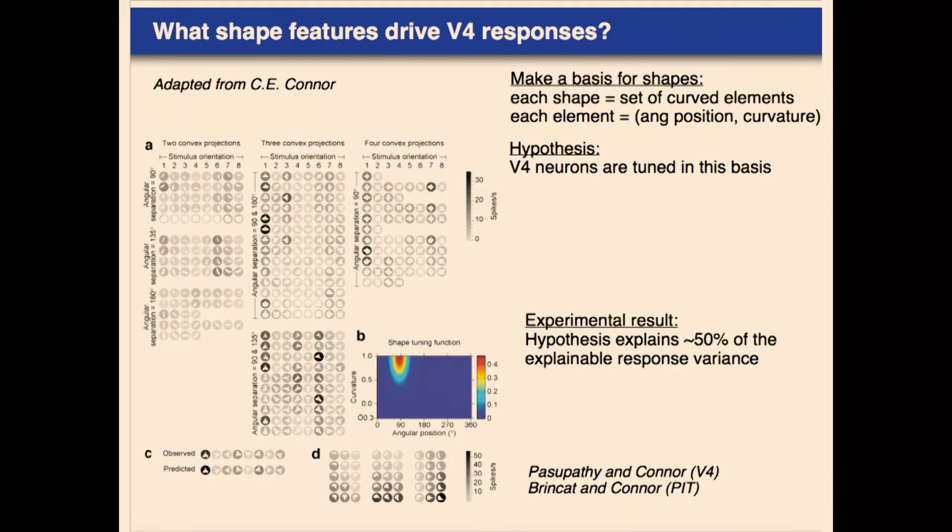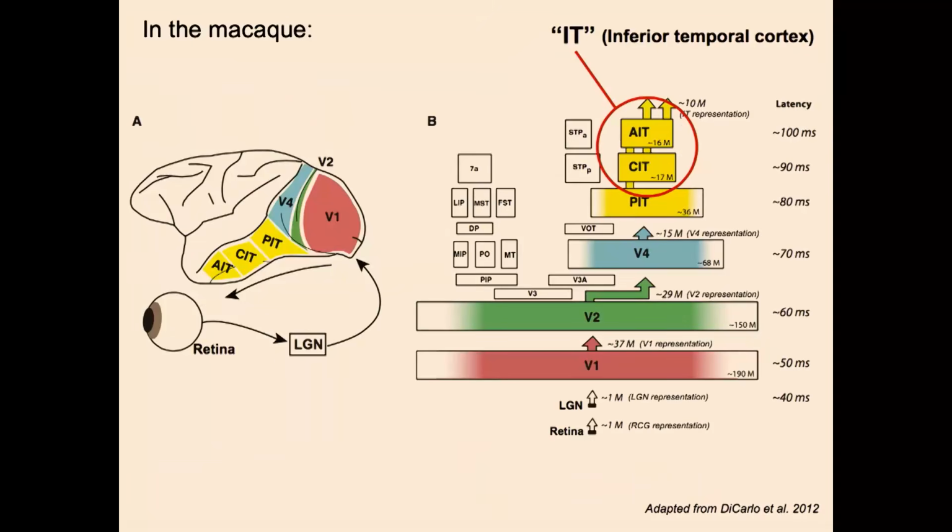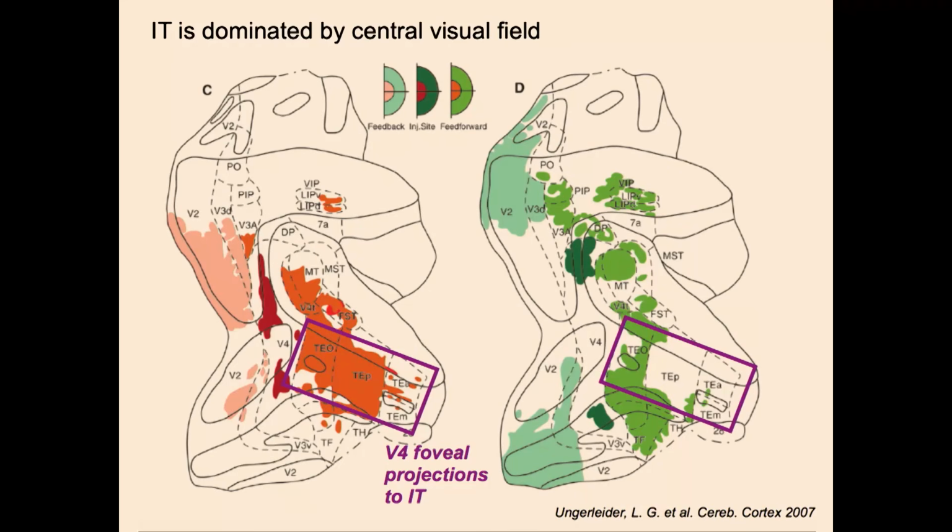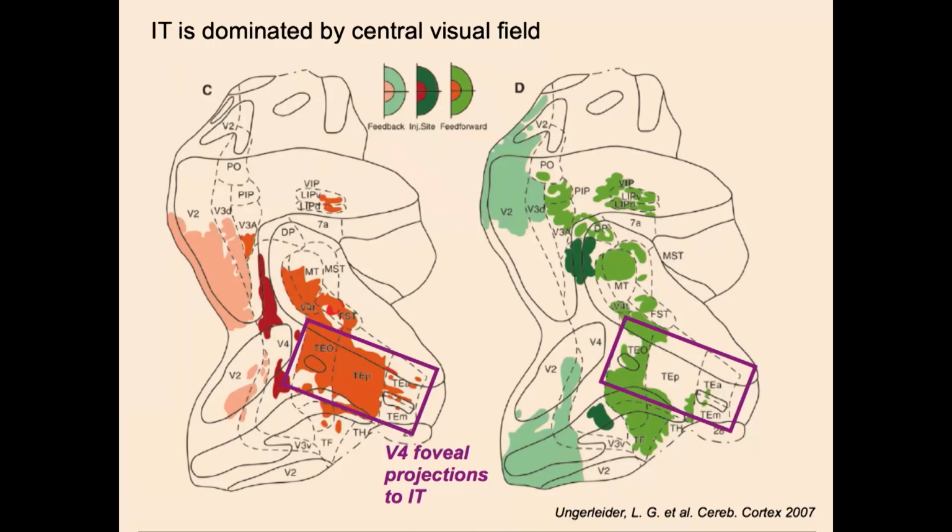So you move up the ventral stream, you see selectivity for more complicated kinds of things, culminating in inferotemporal cortex. A few things to know about inferotemporal cortex. One is that it's dominated by the central visual field. These are the results of a tracer study from Leslie Ungerleider's lab, where they injected tracers in either the foveal or the peripheral part of V4, and then looked at where they landed.